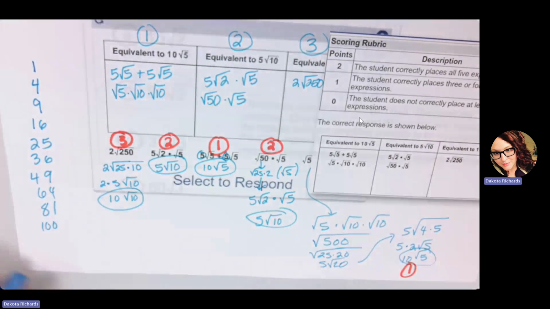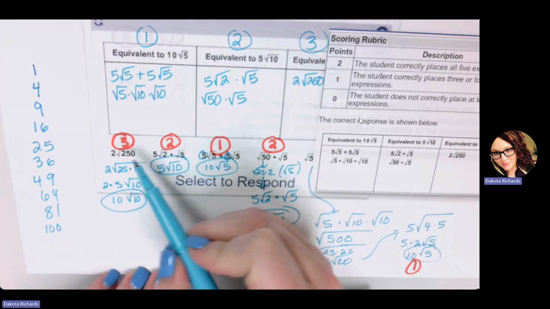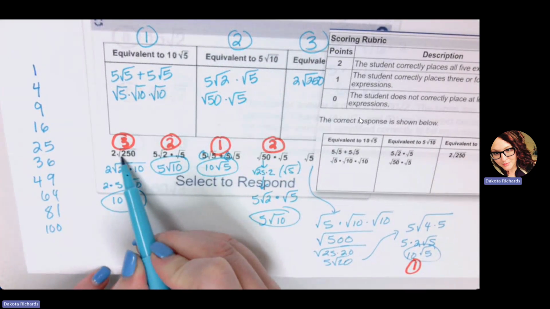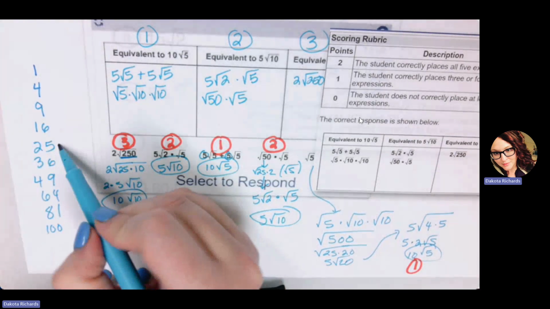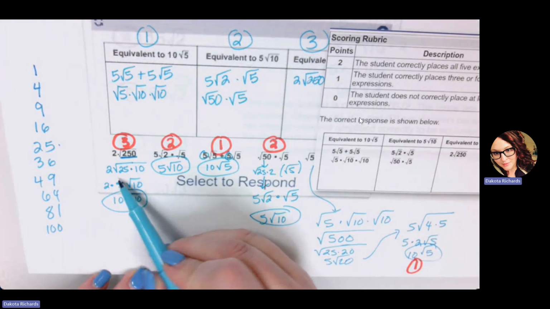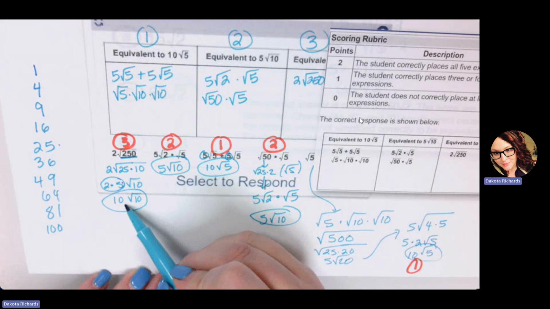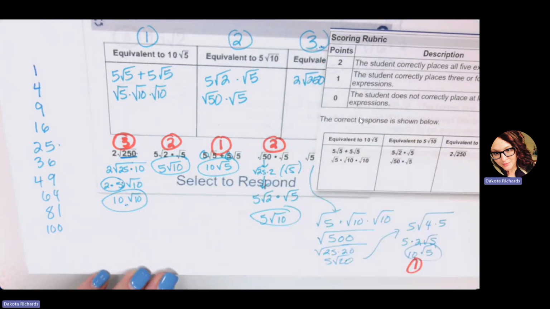Make that list if you have a hard time with square roots. All I did was multiply this, and then I looked at the square root of 250 and said, okay, I can rewrite that as 25 times 10, and 25 is a perfect square. The square root of 25 is 5, and then you multiply 2 times 5 and you get 10 square root 10. So this expression is equivalent to 10 square root 10, which is what you can't see over here for number 3.